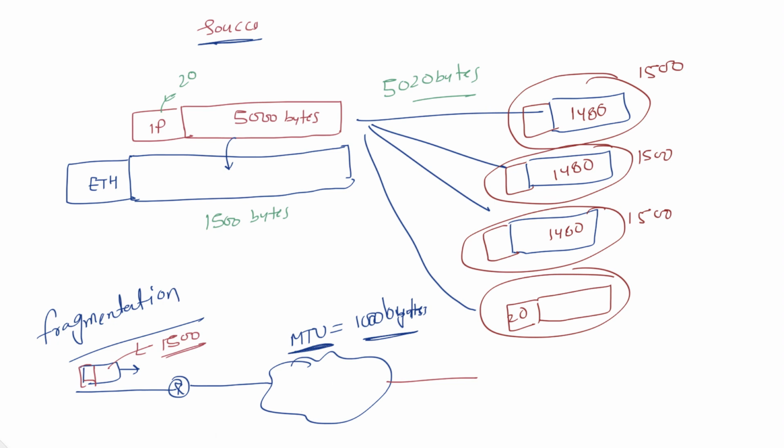Now generally we avoid fragmentation at the source side, which means if we already know what kind of data link layer protocol we are going to use at the source, then we do not supply more than 1500 bytes if we are using Ethernet.